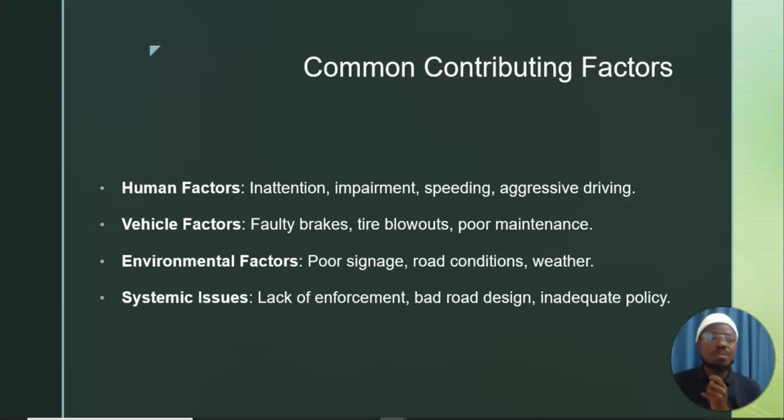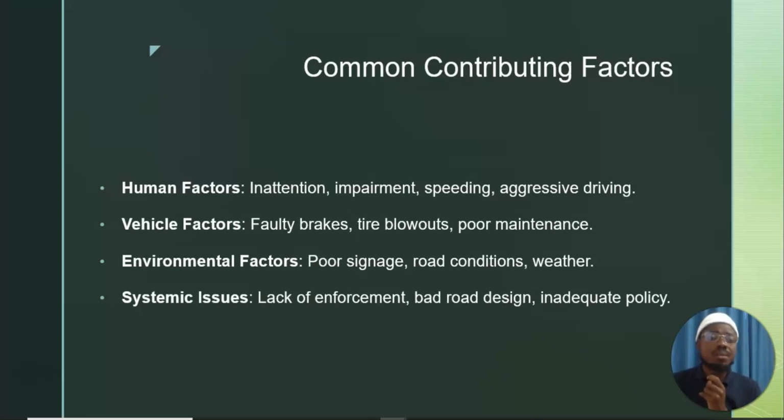We also have impairments. Someone suffering from certain health conditions might also be a contributing factor. Another point is speeding. When you overspeed beyond the required speed limit, it is also another contributing factor under the human factors. Then aggressive driving. I think we already made a video on aggressive driving and road rage, where we explain the concepts behind aggressive driving.